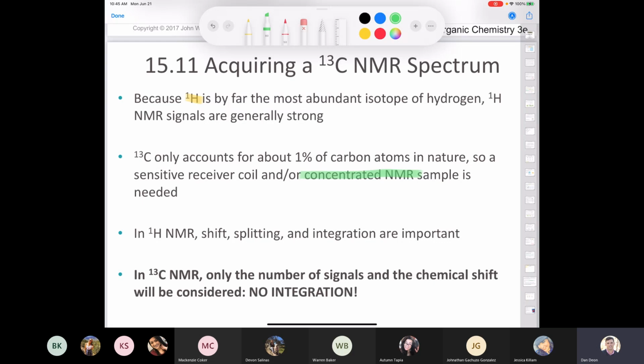So let's say you only have a few milligrams of a sample. Oftentimes, carbon-13 samples are run overnight, so they can just keep pulsing the sample over and over and over, trying to average it out and get a good spectrum.